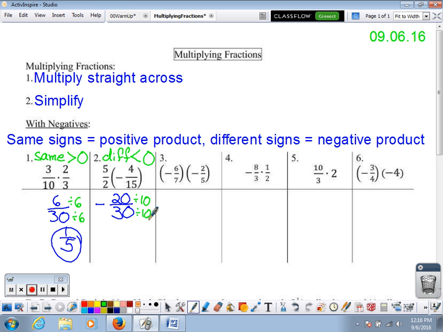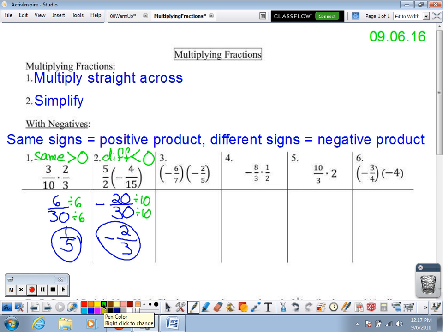Okay, Mitch, what is 20 divided by 10? How about 30 divided by 10? Good. Now, don't forget, our product is negative. Even if we simplify it, it's still negative 2/3.